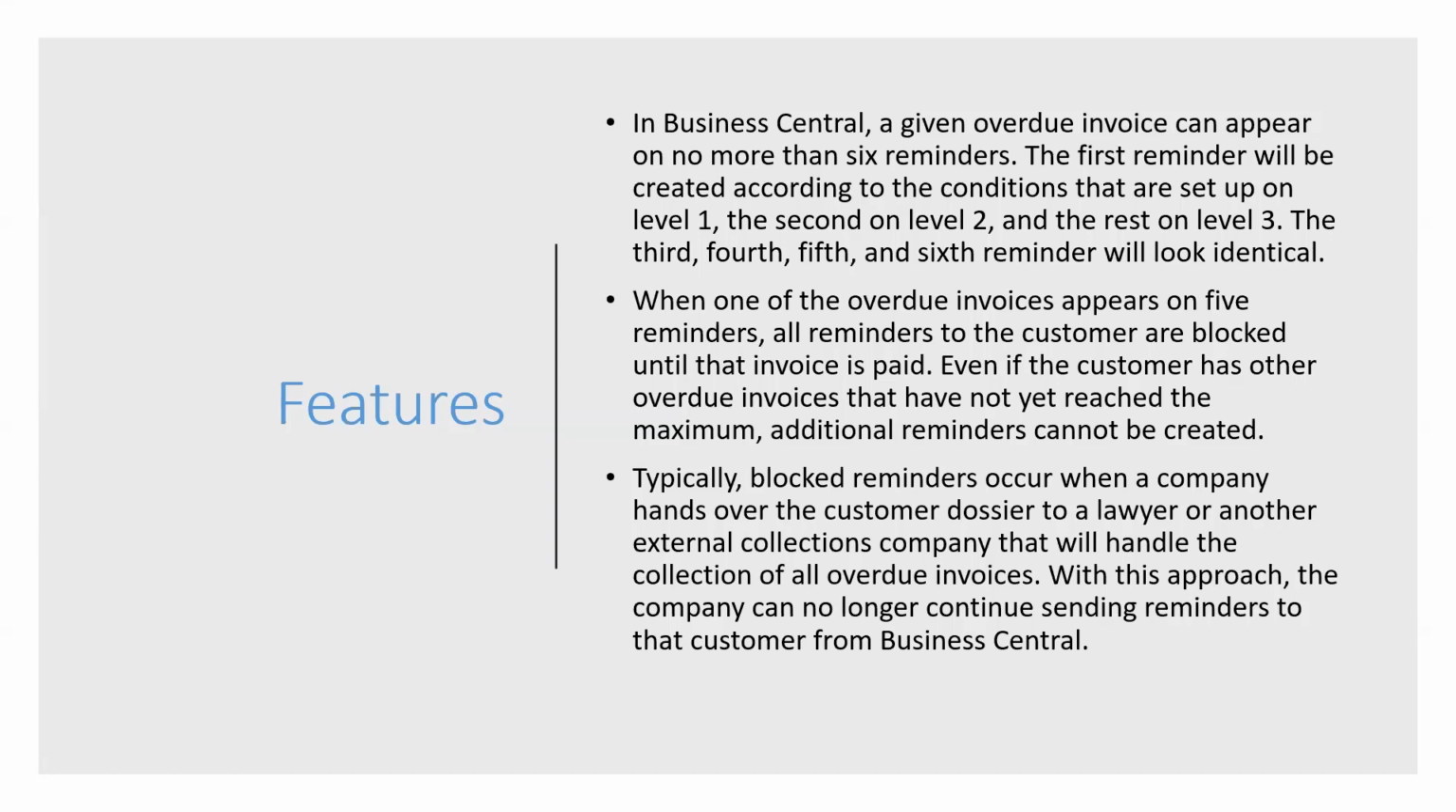The third, fourth, fifth, and sixth reminder will look identical, all right? Then, when one of the overdue invoices appears on 5 reminders, all reminders to the customer are blocked until that invoice is paid. Even if the customer has other overdue invoices that have not yet reached the maximum, additional reminders cannot be created. So the idea is that we're going to be focusing on the overdue invoice for which we are sending the reminder. And if we have more, then we'll be blocking, because the idea is that we need to send reminders on the specific invoice first until we get notification, right?